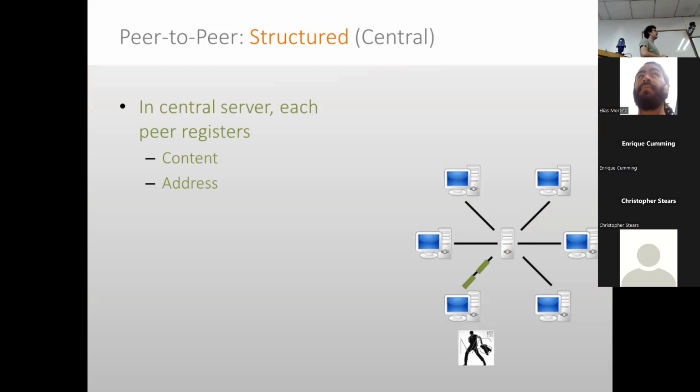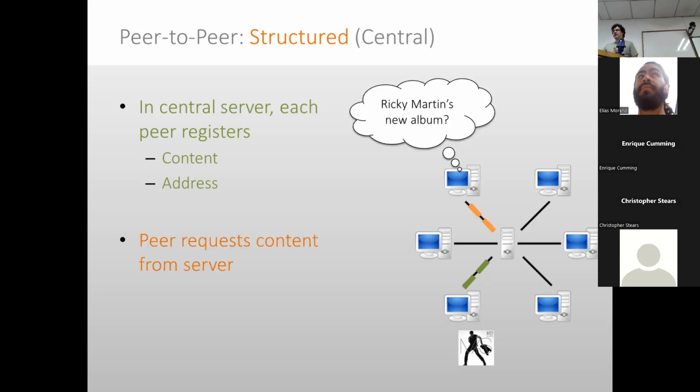So if we compare this to another type of peer-to-peer architecture, which looks a little bit like a client-server and has elements of a client-server architecture, we're going to have a central server where each peer registers themselves with the central server. Essentially every peer says, hey, I'm interested in participating in this peer-to-peer system. Here's what I have. This is the content I have. I have Ricky Martin's new album. I have the Pixies new album, whatever. And here's my IP address where other peers can contact me. The peer then requests content from the server.